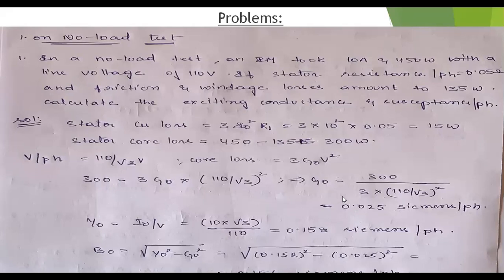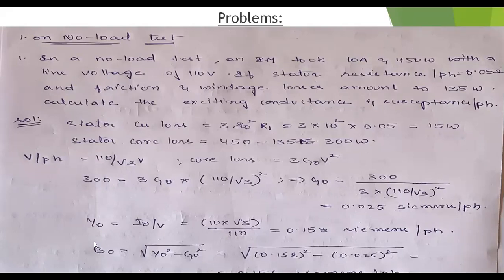Okay, students, see here. Z naught from this, Z naught is equal to 300. Core losses by 3 into V square, V is 110 by root 3 whole square. So from this, we are getting the Z naught value. Okay, so now excitation conductance is known.